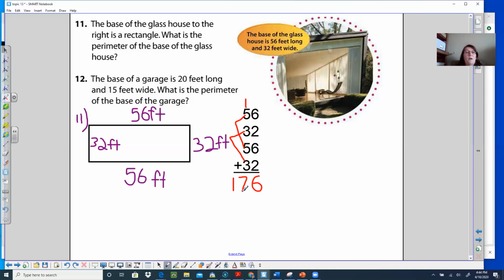So the perimeter of that house, is that what we're supposed to find? Yep. What is the perimeter of the base of the glass house? We have to remember to label it feet. There we go.